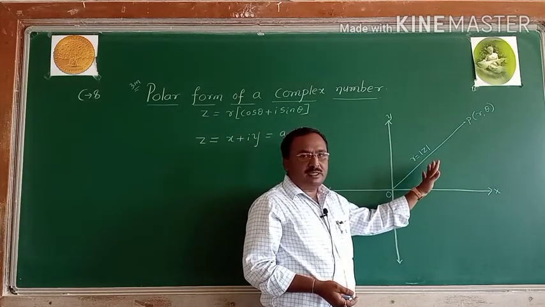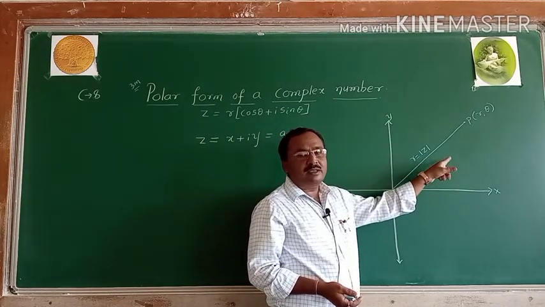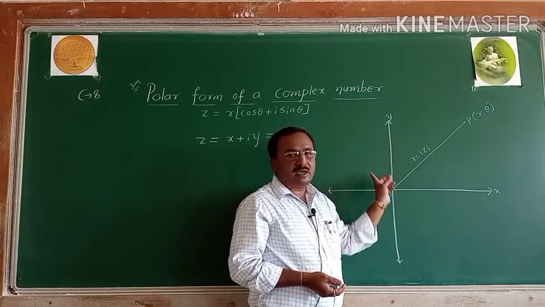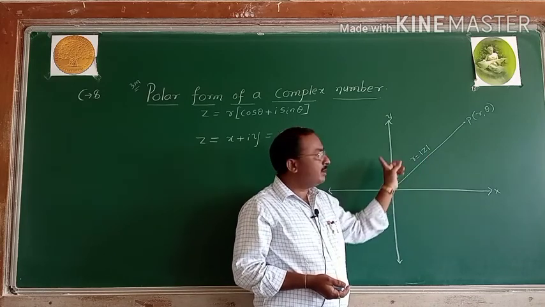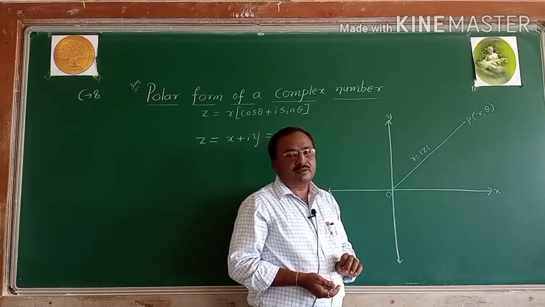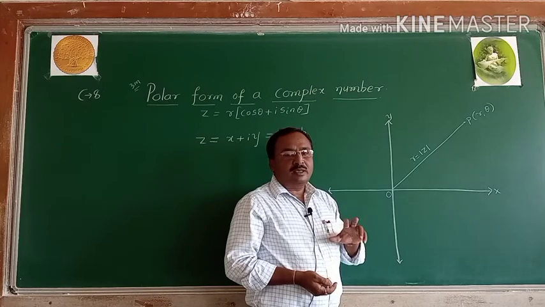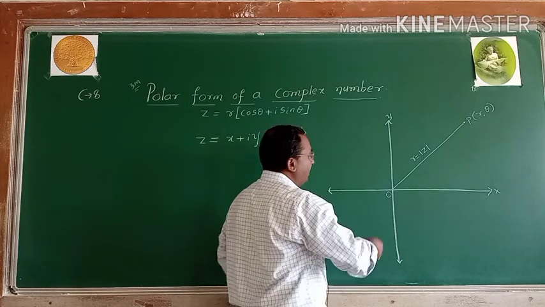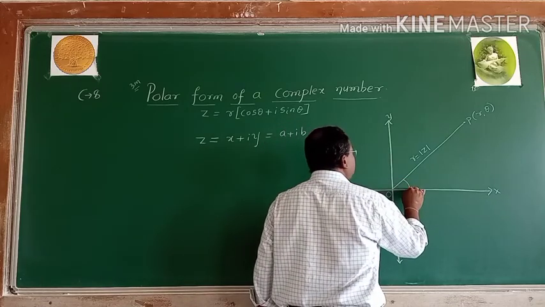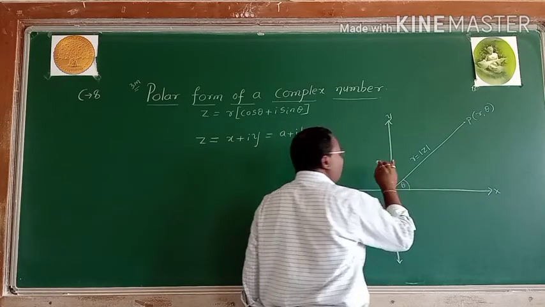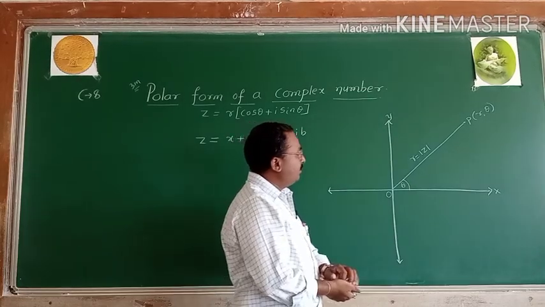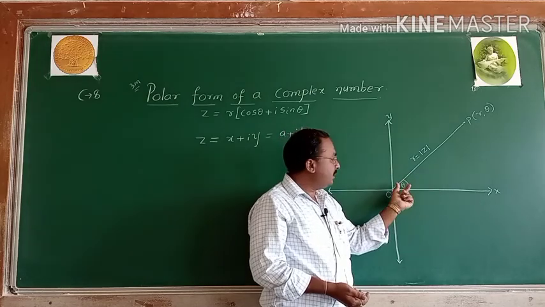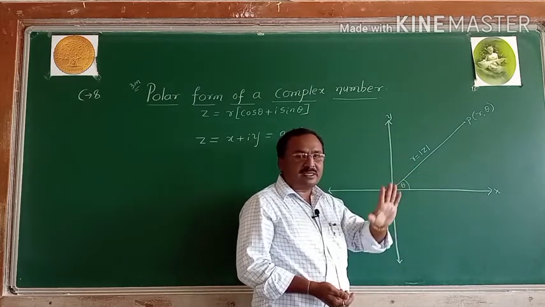Non-zero complex number z in the Argand plane. Argand is the name of the scientist, so it is called the Argand plane. Here, the line OP makes an angle theta with the positive direction of the x axis.